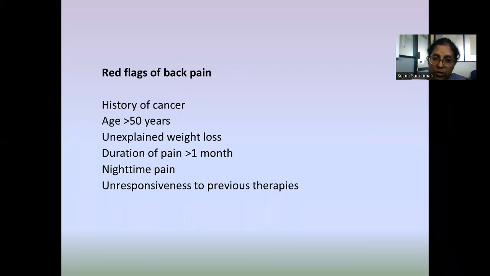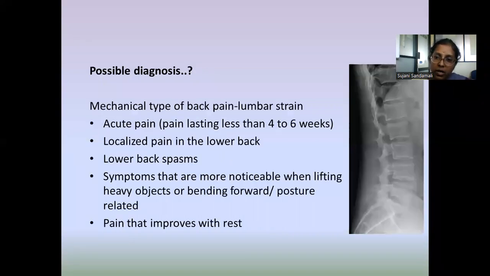We talk about back pain in youth, and constitutional symptoms, the duration of back pain going more than 1 month, nighttime pain unresolving with usual therapies are the red flags. So here we did history taking, and examination was done, and following that the diagnosis was made as mechanical type of back pain, which is lumbar strain.